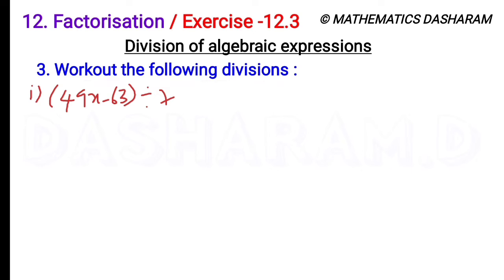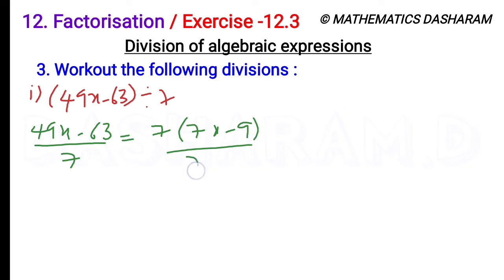So first question, 49x minus 63 divided by 7. From the numerator, we can take 7 common. So 7x minus 63 is in the 7 table, 9s. So by 7, 7, 7 cancel. So 7x minus 9 is the answer.